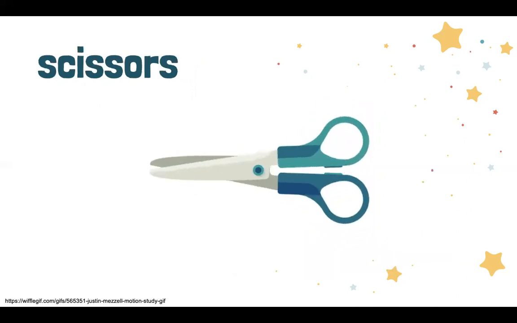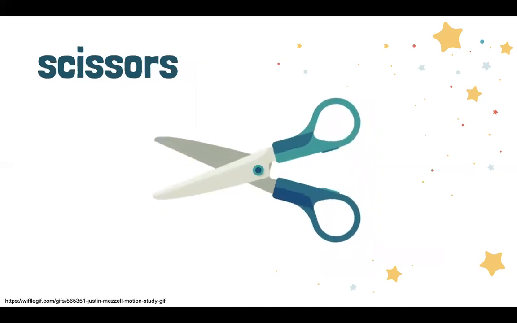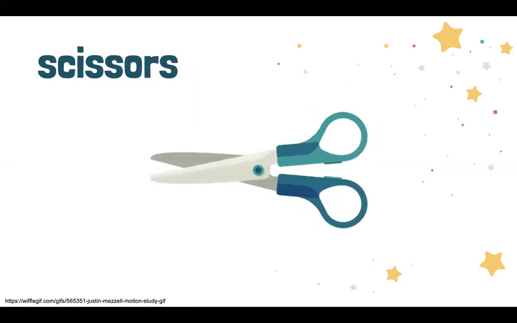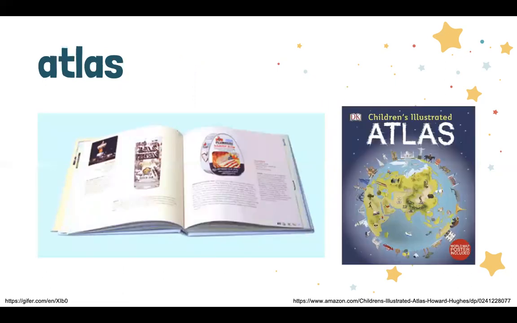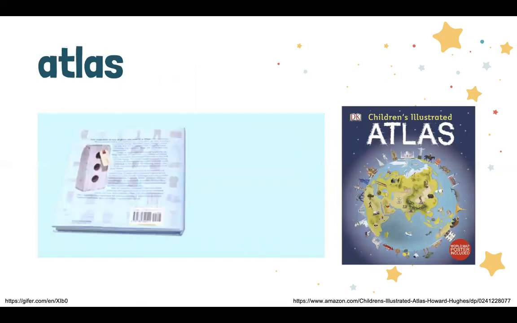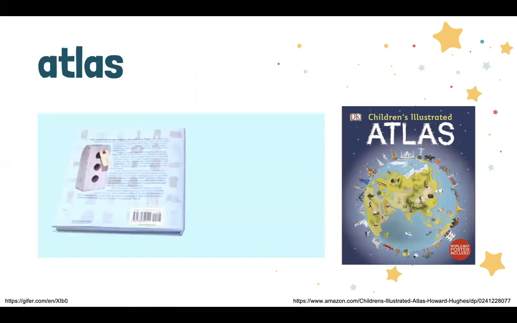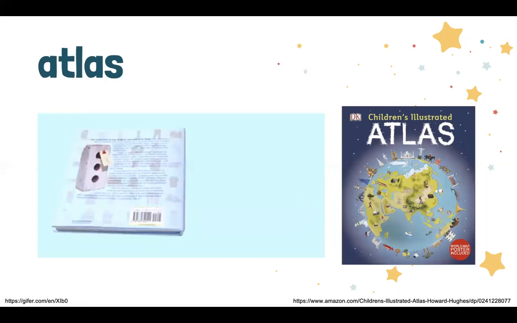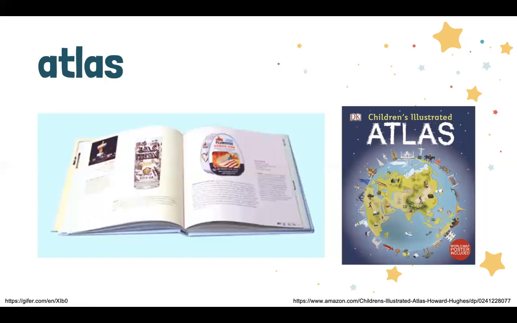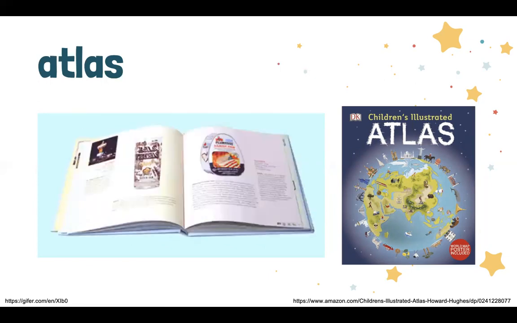Next one, scissors. Scissors is for cutting things. Cutting papers. Next, atlas. Atlas. So atlas is a book with books about the earth. It's like a world, not map, but it has a map of the world.